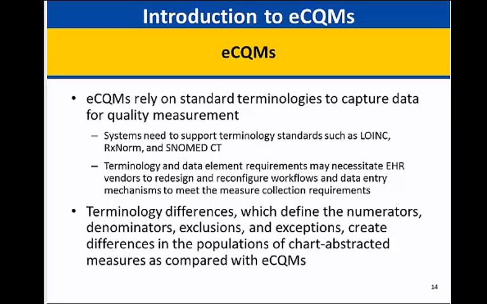Now, there are standard terminologies associated with each data element. For example, LOINC is to be used for observations, and SNOMED CT for observation values. RxNorm is used for medications, and there is an HL7 standard code set called CVX that's used for clinical vaccines administered. And although an electronic clinical quality measure may have the same name, denominator, and numerator as another non-eCQM, the terminology requirements may lead to differences in the populations. This has been an industry concern: that the results of the eCQMs and their same-name non-eCQMs are not comparable.